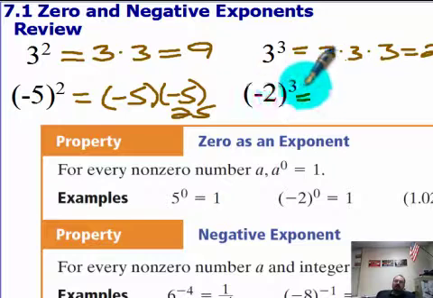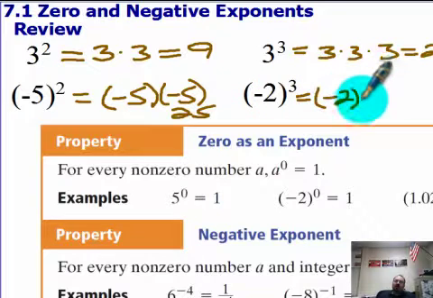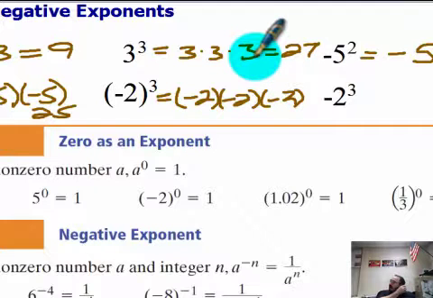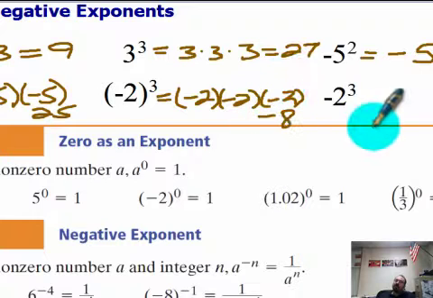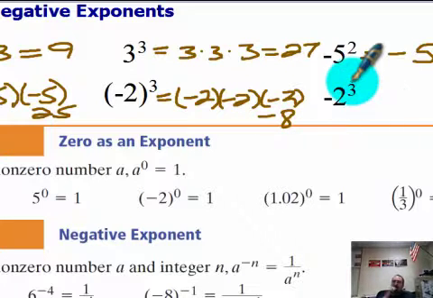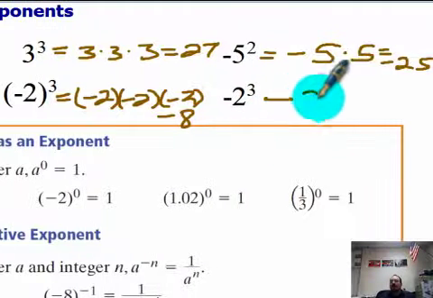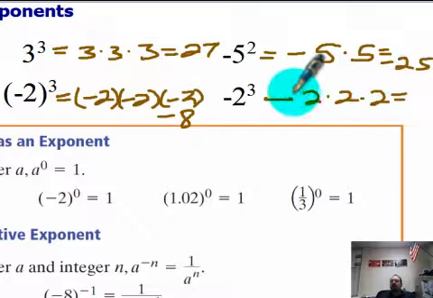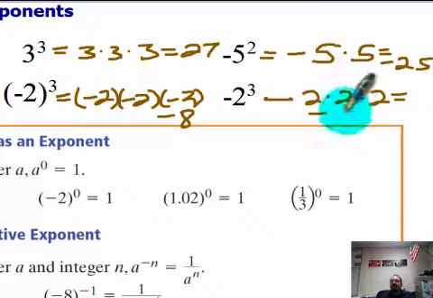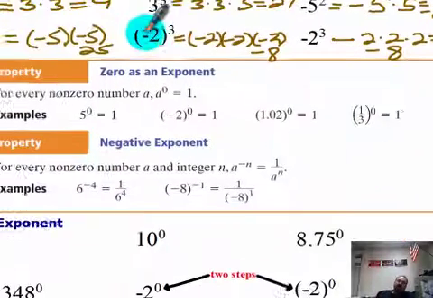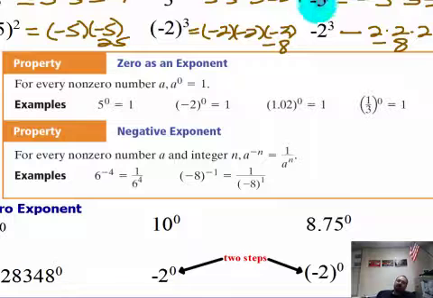Here, I should have the whole set of parentheses, including the negative, show up 3 times. So negative 2 times negative 2 times negative 2, and that gives me negative 8. And then in this one, the 3 should only affect the 2, so I leave the negative out in front and do 2 times 2 times 2, and that gives me negative 8. Okay? So always keep in mind that if there are no parentheses, then the exponent only affects the number.